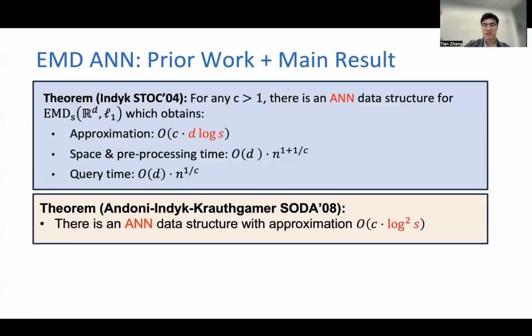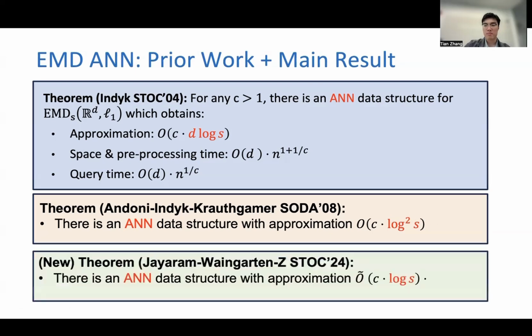Well, it turns out that we can achieve a pretty similar guarantee as we did for L1, except that there is an extra factor in the approximation. So in 2004, [AIK] achieved the extra factor of d times log s, then Andoni, Indyk, and Krauthgamer improved that to log squared s. And in our paper, we further improved this factor to order tilde log s, and this tilde notation hides the log log s factor.